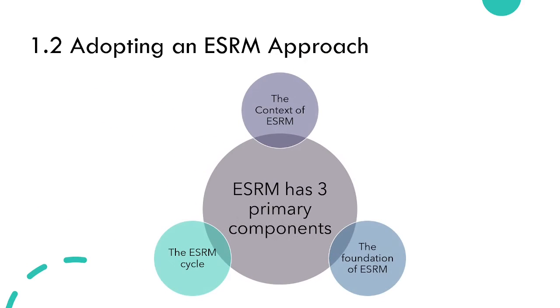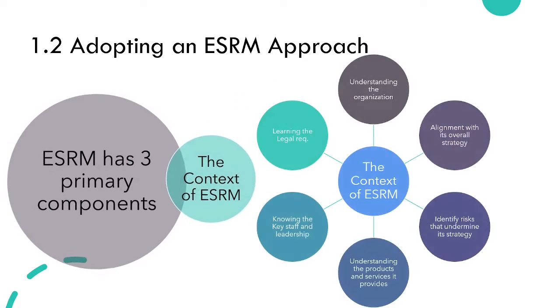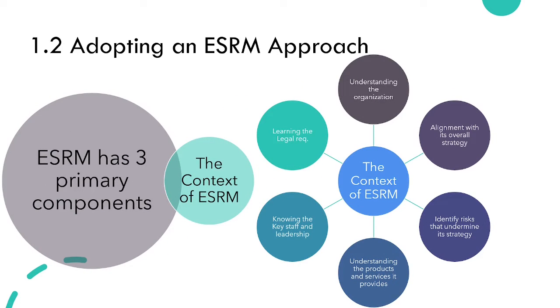Now we go back to the three primary components, and let's start looking at each one by its own. For the context of ESRM, it's important to start by understanding the organization, as we said earlier, and having an alignment with the overall strategy, because this will help the ESRM approach or program to have a better buy-in and be more successful.